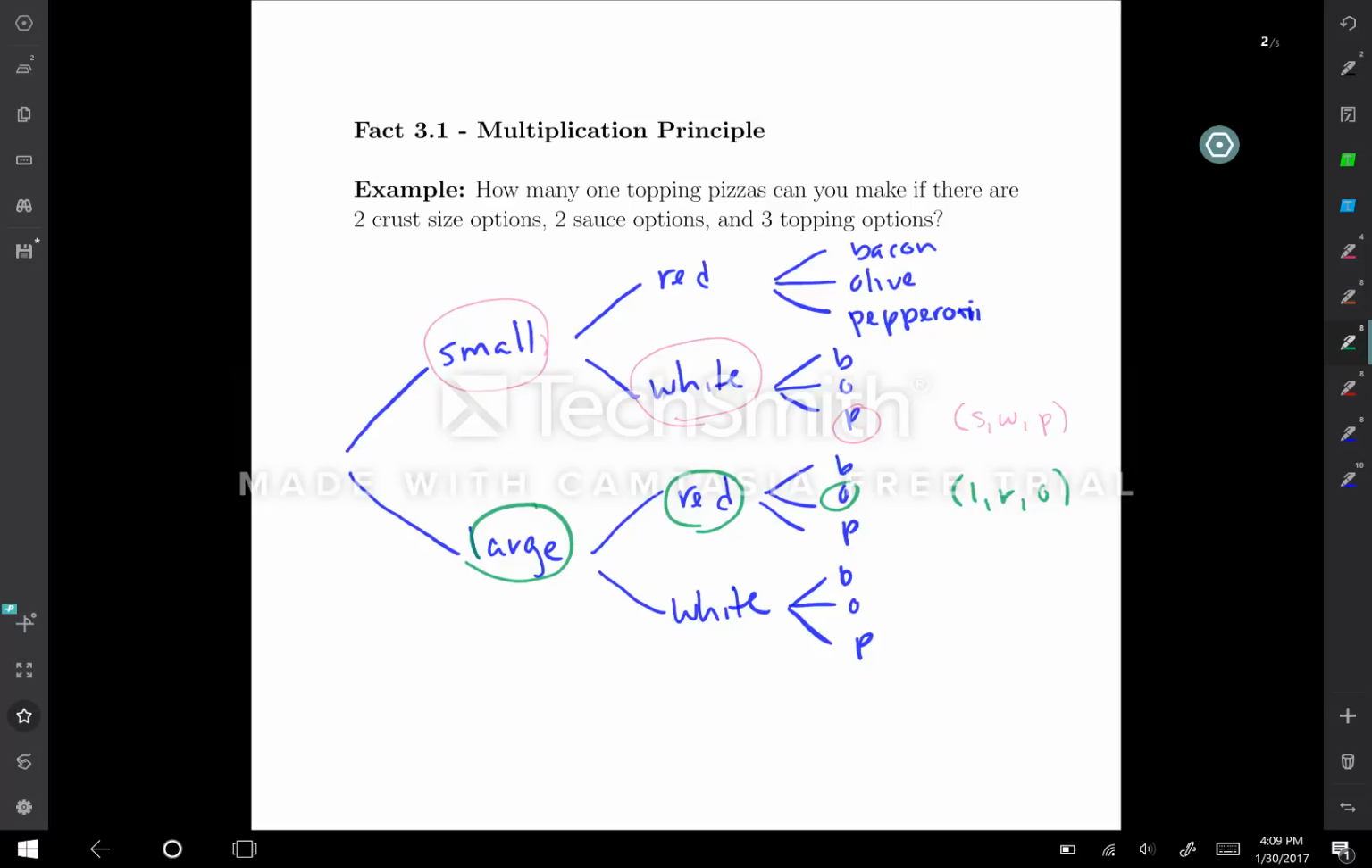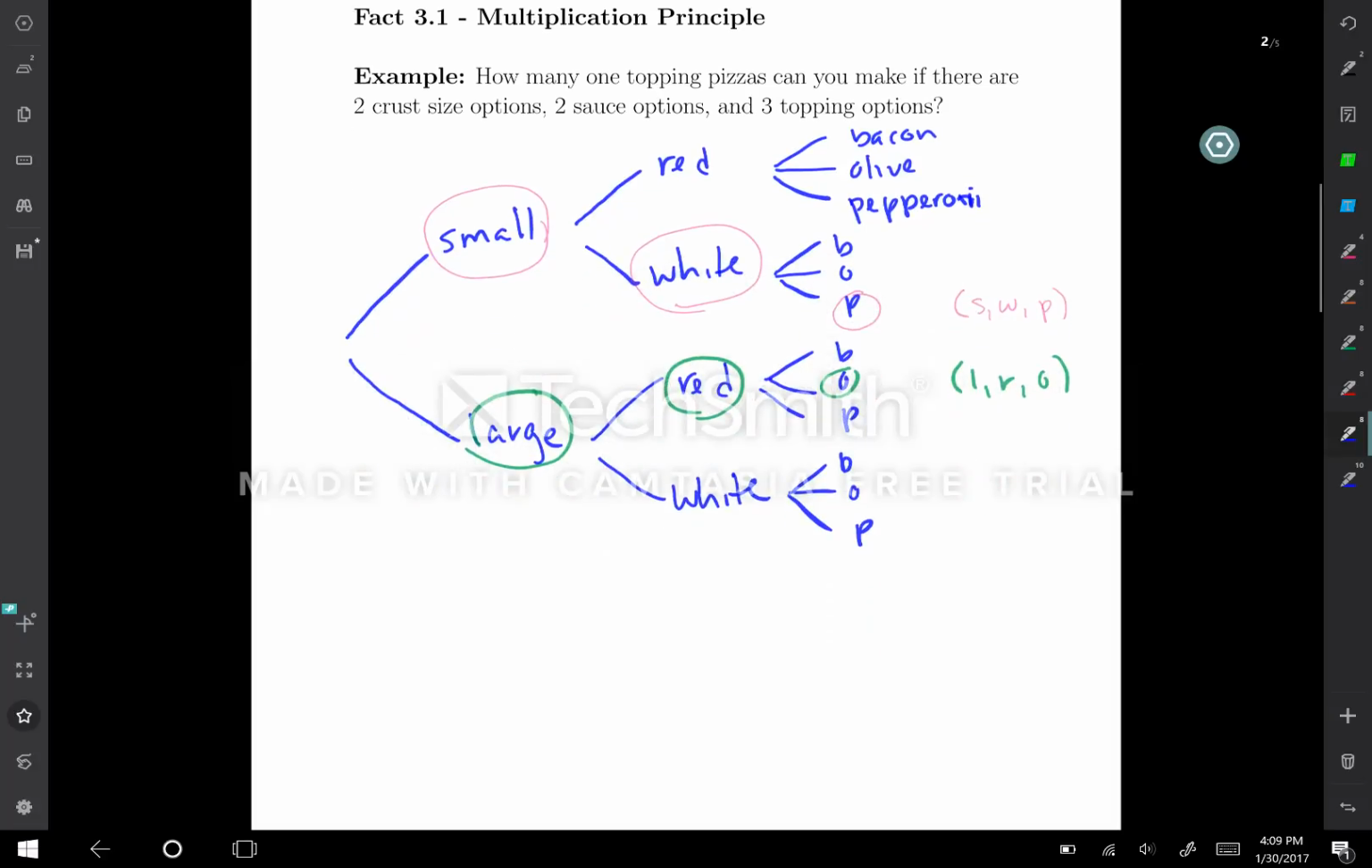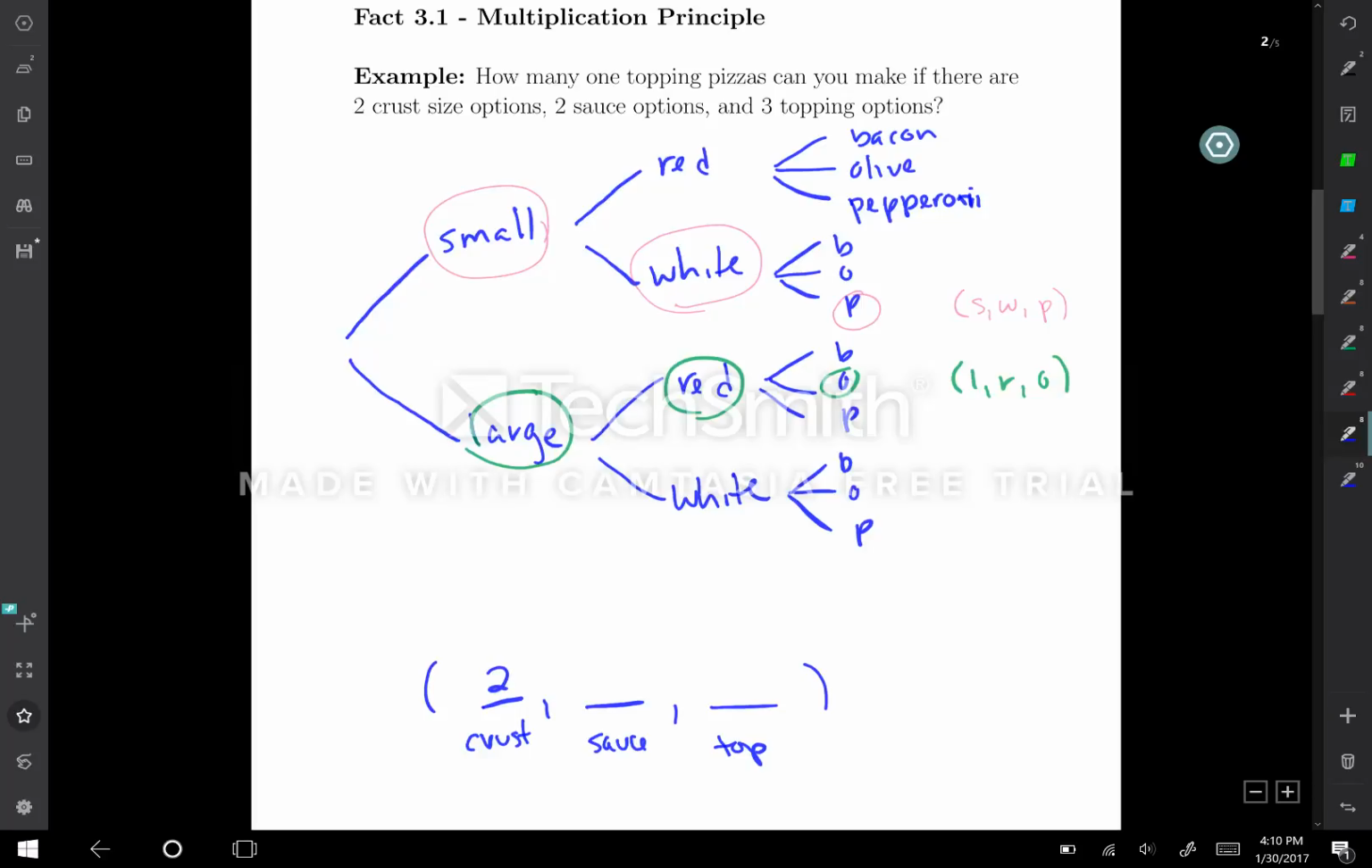Now, creating a tree like this can be very time consuming, so we would like an easier way to do this. The multiplication principle tells us that for our list of 3 options here, of crust, sauce, and topping, for the crust there are 2 options, for the sauce there are 2 options, and for the topping, there are 3 options. So the multiplication principle tells us that if we multiply these 3 numbers together, we will get 12 possible pizzas.